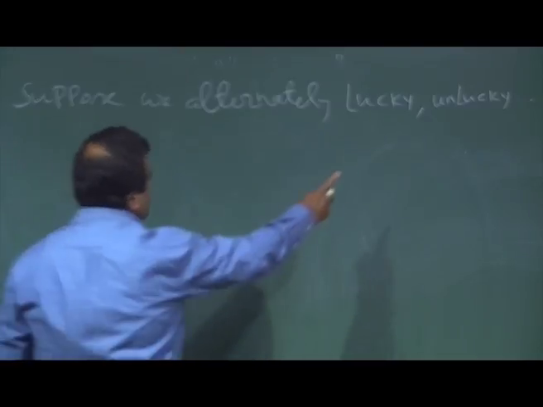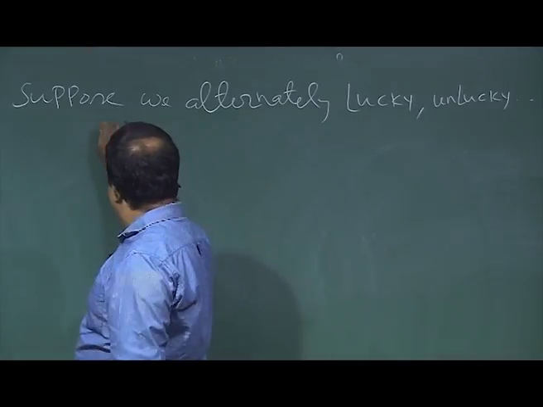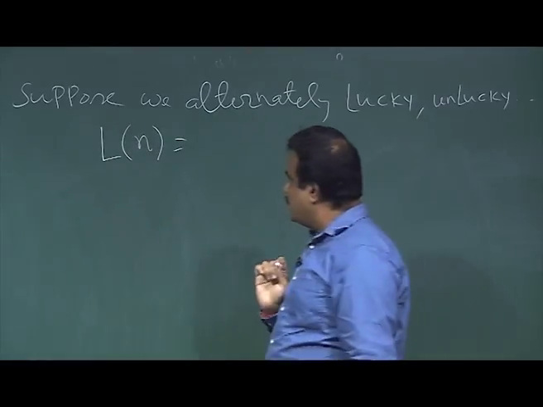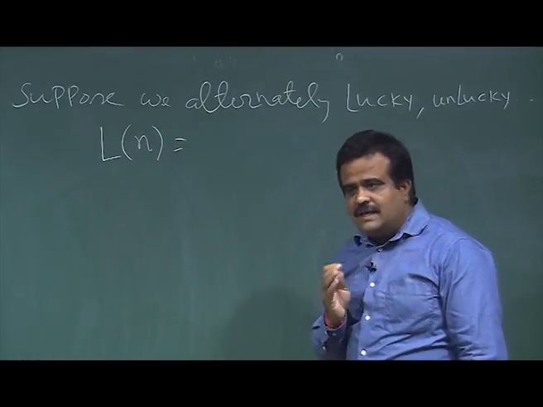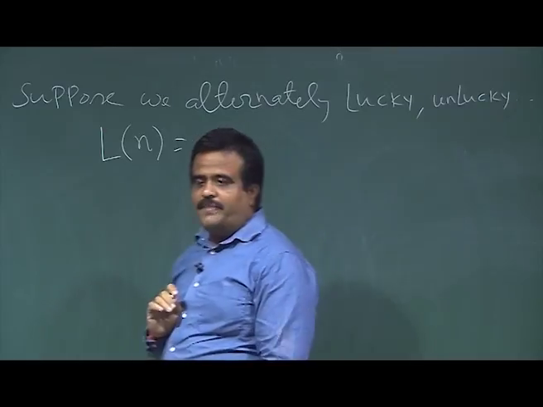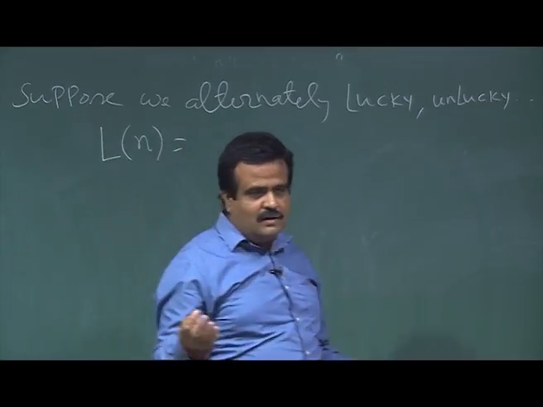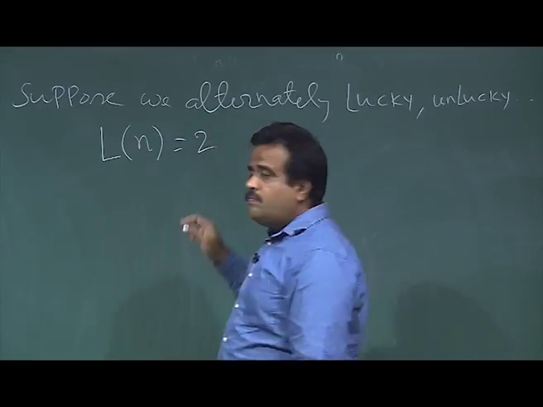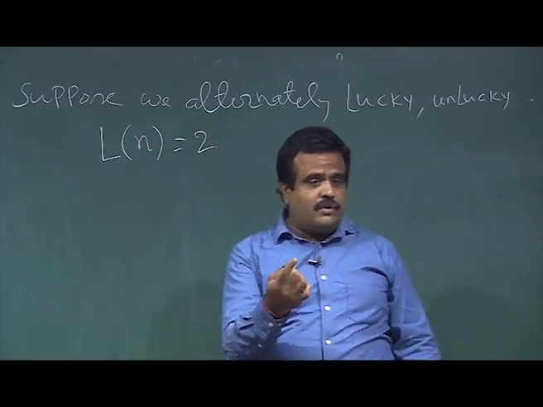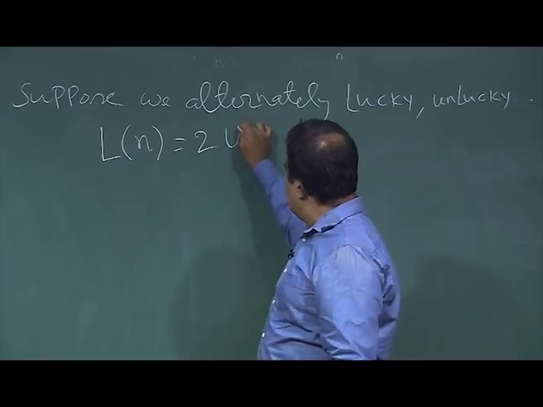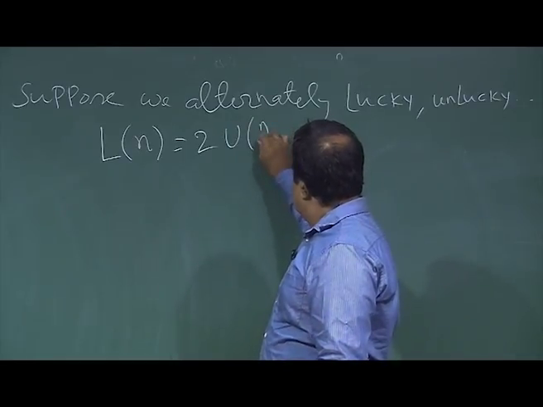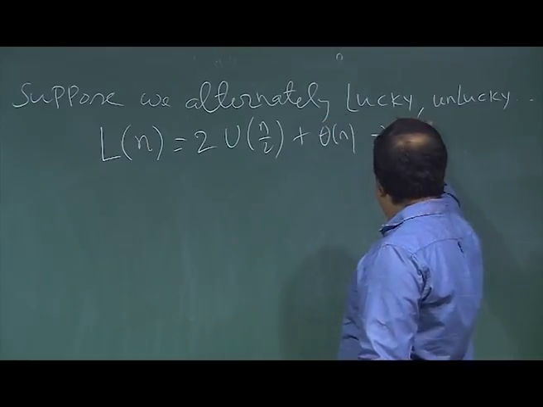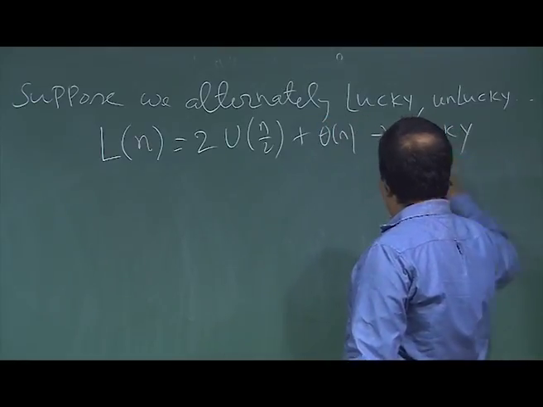So, now suppose we are lucky. So, this is the lucky recurrence. If we are lucky now, then it will partition the array into 2 equal halves, and then the recurrence will be 2, but if we are lucky now, next time we know we are going to be unlucky. So that is the unlucky recurrence plus theta of n. So this is corresponding to the lucky recurrence.